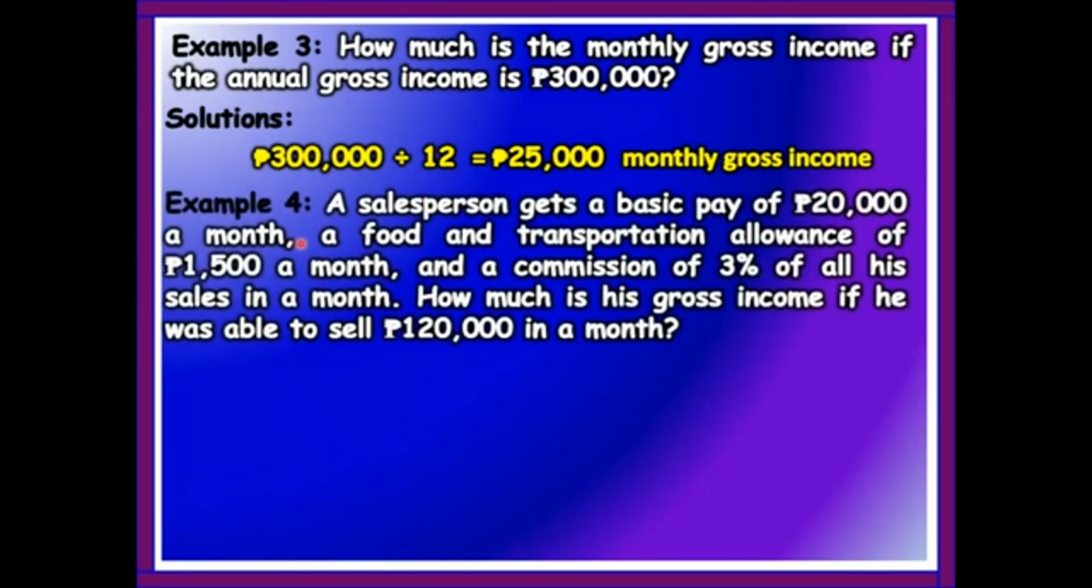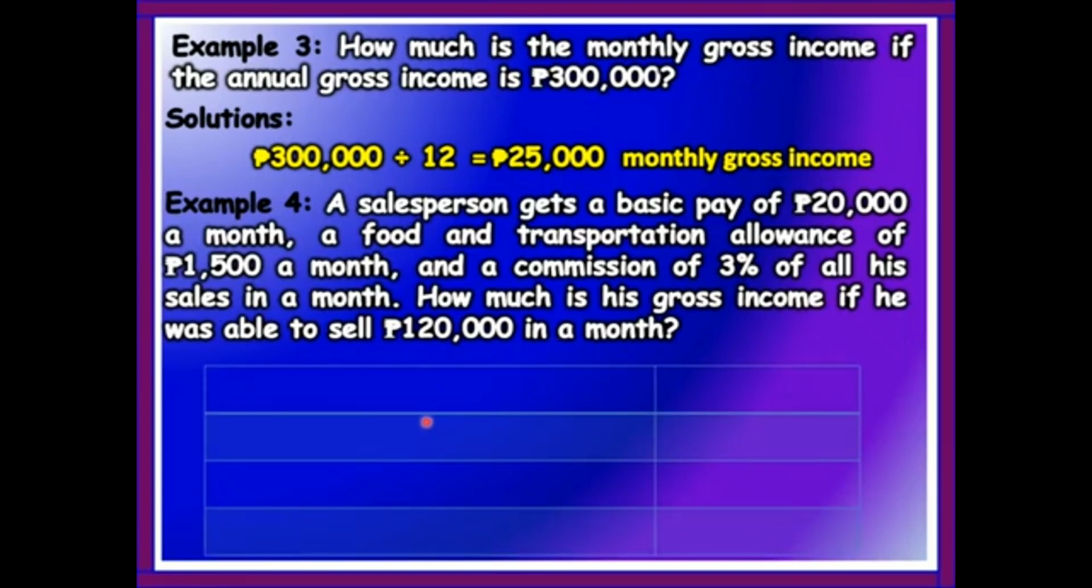Example number 4. A salesperson gets a basic pay of 20,000 pesos a month, a food and transportation allowance of 1,500 pesos a month, and a commission of 3% of all his sales in a month. How much is his gross income if he was able to sell 120,000 pesos in a month? To answer this, let us have a table where the first column has the basic pay, next is the transportation and food allowance, and the commission.